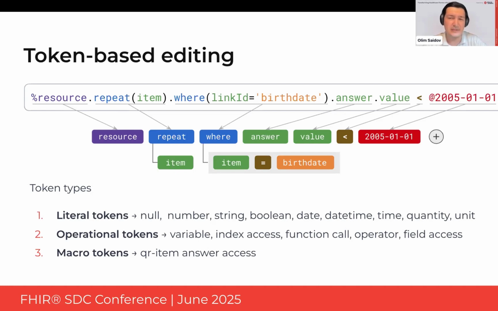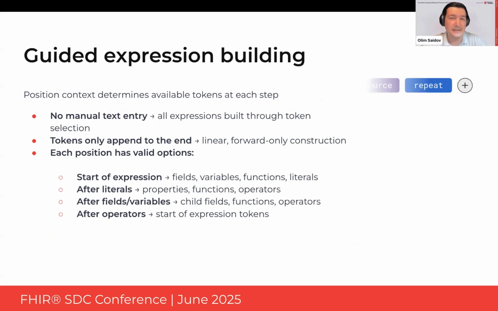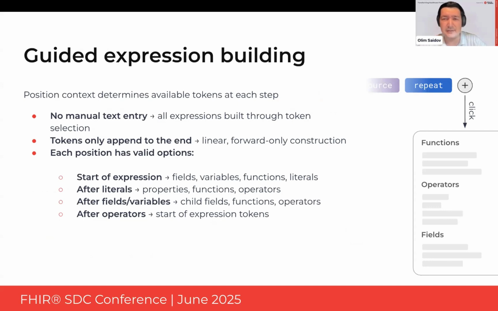But how does this representation actually help prevent errors? With tokens, we can control what comes next. Each position in the expression has specific context, and that context determines which tokens are available. No manual text entry means no typos, no syntax errors. Tokens only append to the end. You build expressions linearly, step by step. And at each step, the system knows exactly what is valid.